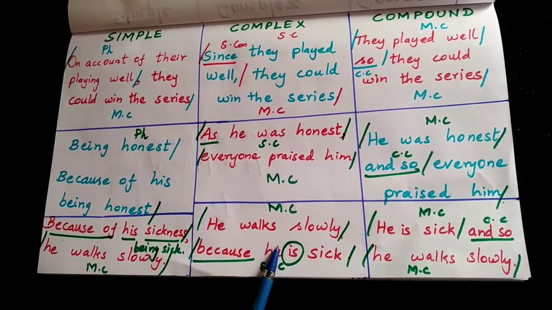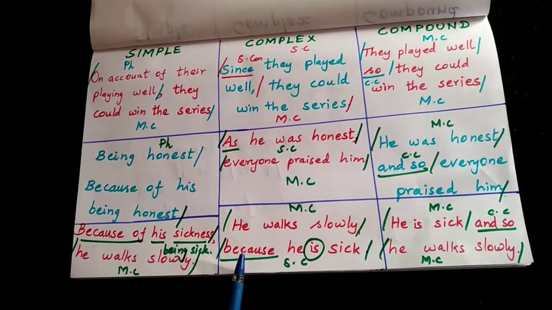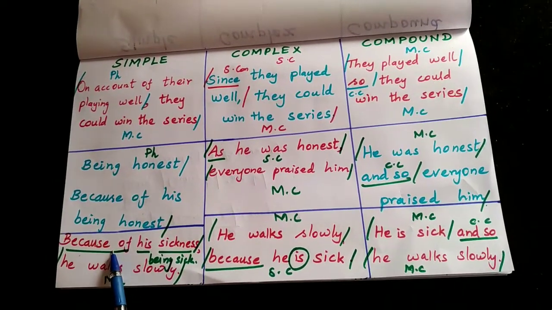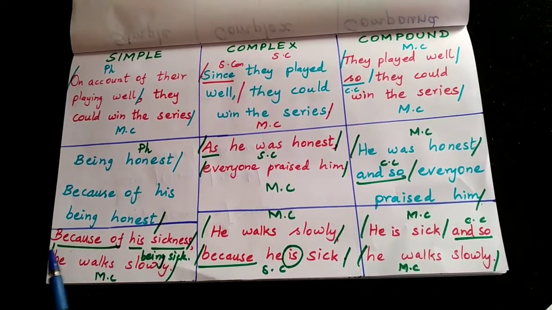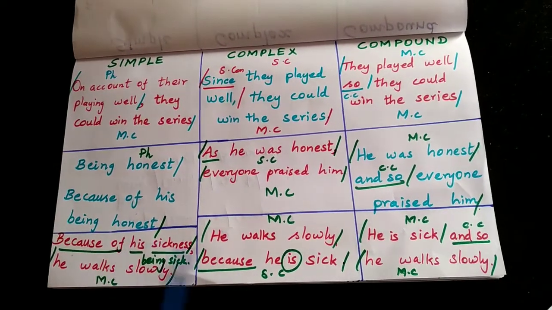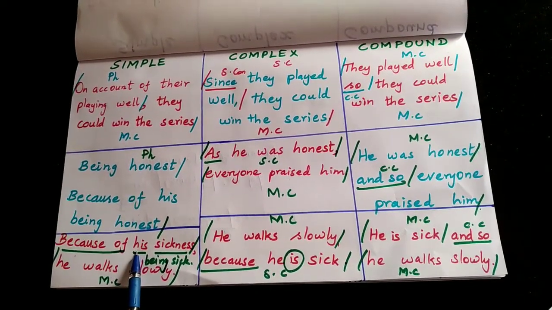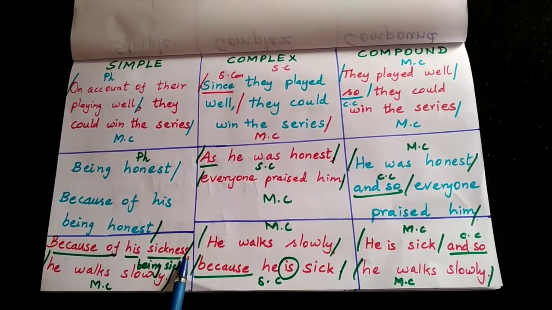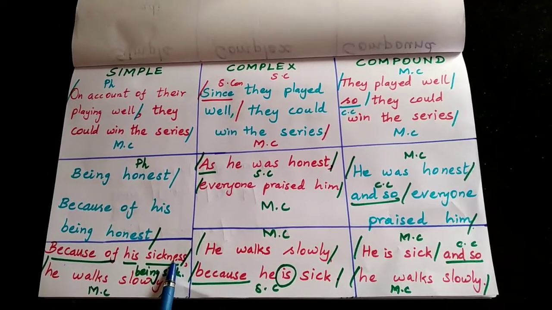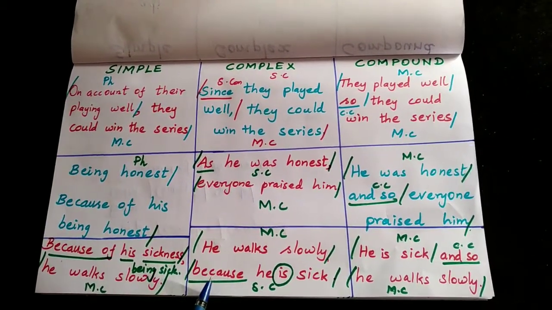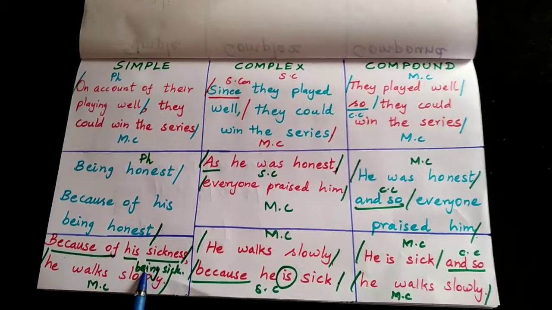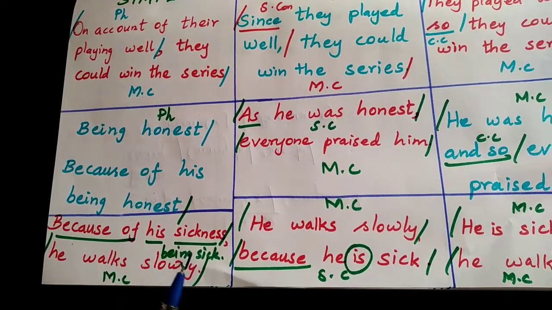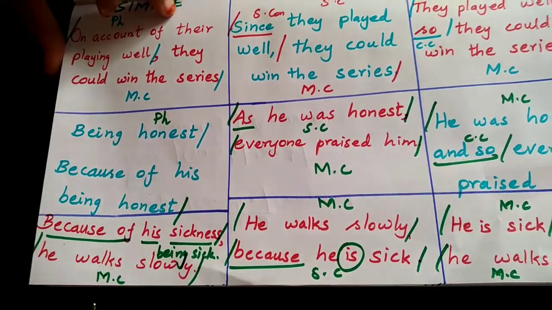Then how do you change this complex to simple? Because he is sick, this subordinate clause becomes the phrase. Instead of because, we use the preposition because of, and he becomes his, the possessive pronoun. Sick, this adjective, becomes the noun form, sickness: because of his sickness. Or one more way we can write it: because of his being sick, he walks slowly. I hope you have understood to some extent. Let us see the examples here.